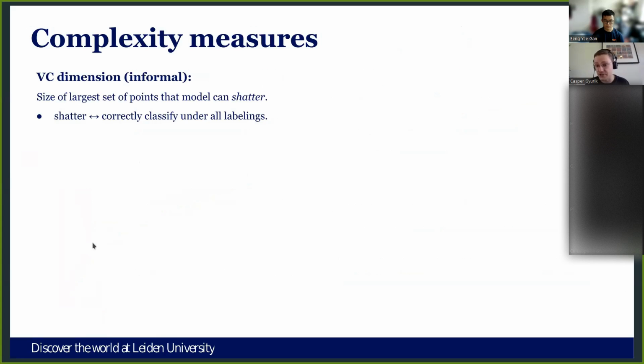One, as I mentioned, is perhaps the most famous one, the Vapnik-Chervonenkis dimension. Well, I forgot. I should have known. It's basically given by the size of the largest set of points that your model can shatter. And what do I mean by shatter? It's correctly classified under all possible labels.